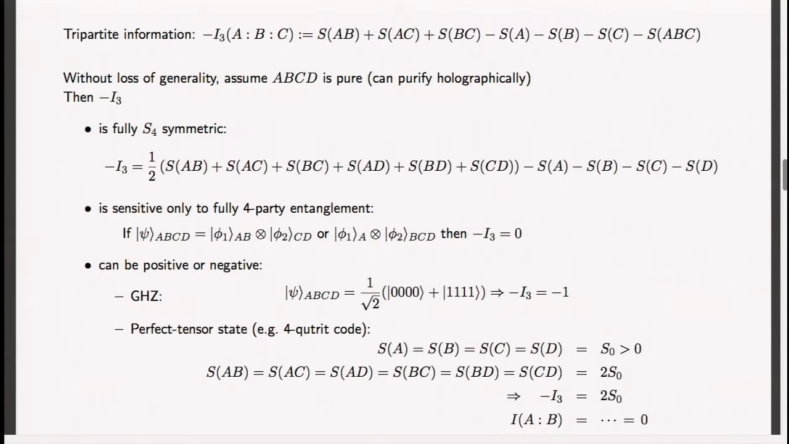On the other hand, something which obeys it is the perfect tensor state. What is a perfect tensor state? I'm not going to properly define that, but for our purposes, it's just one where the entropies of all the single parties are equal, let's call it S naught, some positive number, and the two-party groups have just twice that entropy, which means that all the mutual informations, let's say between A and B, and so on, vanish. And then if you compute minus I3, you see it's 2 S naught. So this is kind of the simplest type of state that has a positive value and therefore has a chance of being holographic.